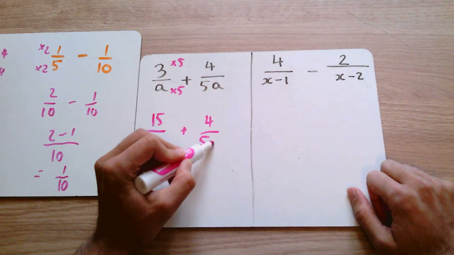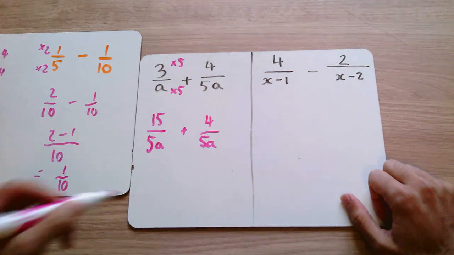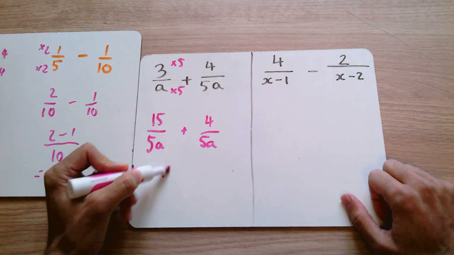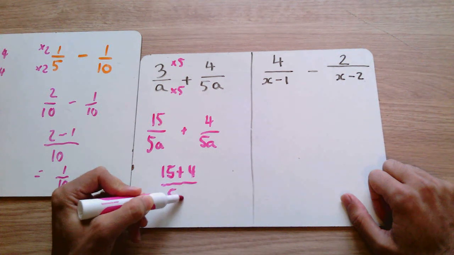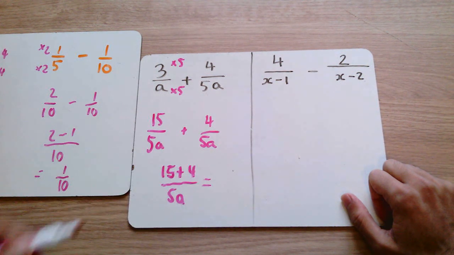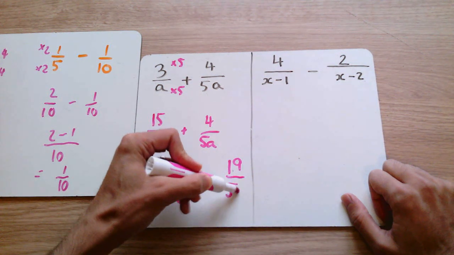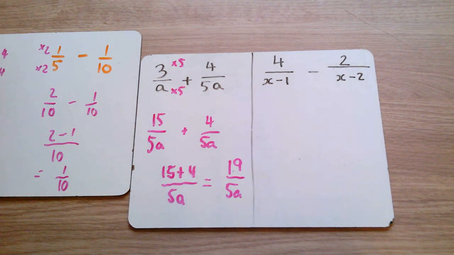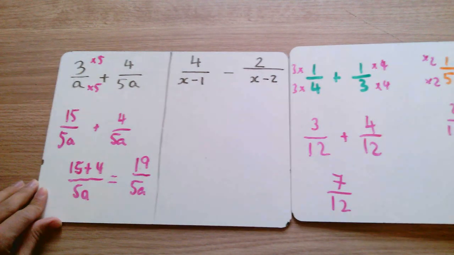I don't have to do anything to the right-hand side because it's already got the same denominator. I can now add the two numerators together. On the top, 15 plus 4 all over 5a, and that gives me a final value of 19 over 5a. And that's as simplified as we can get. We can see there's nothing that can be cancelled out from the numerator and denominator.